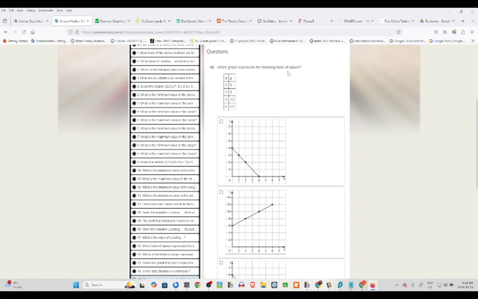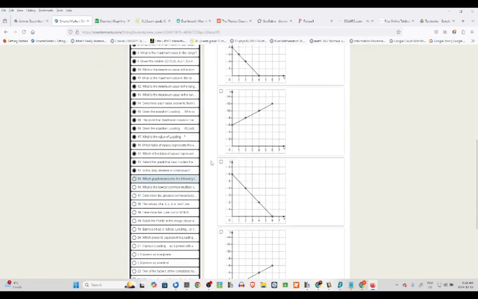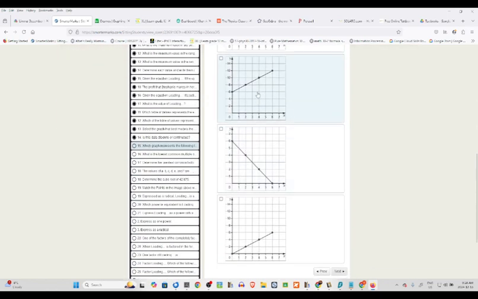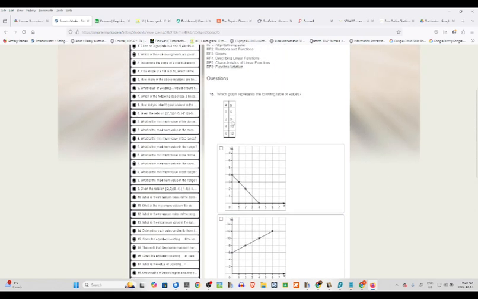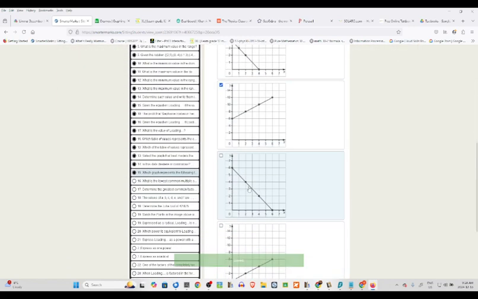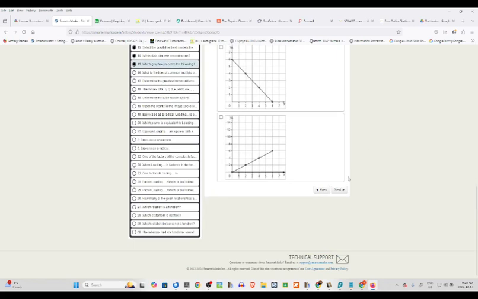So which graph represents the following table of values? So 0, 6, we're going to have a y-intercept of 6. That narrows it down to B and D. And then 2 is 8. We have an increasing pattern. 2, 8, 4, 10, 6, 12, as opposed to this decreasing one.